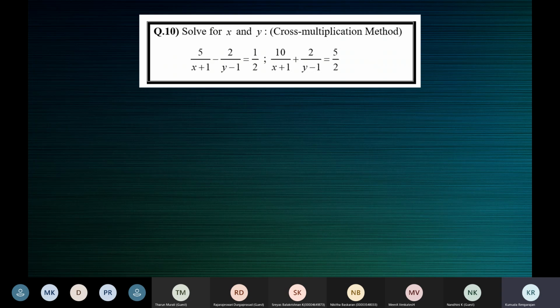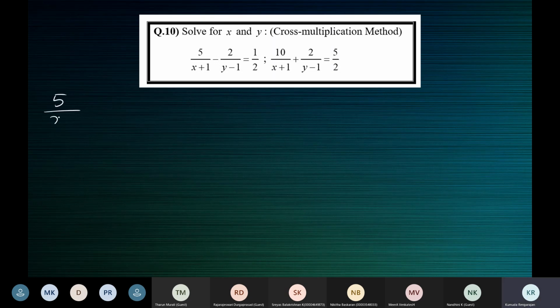Yes, children, this is our next question. Who can tell me how do we do this? Where are the variables x and y? In the denominator. So how do we rewrite the first and the second equation?